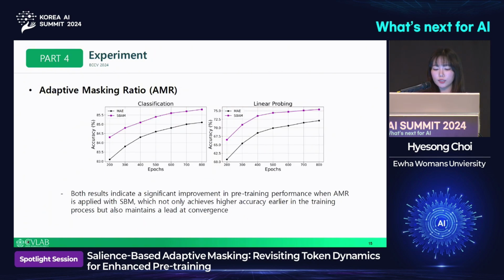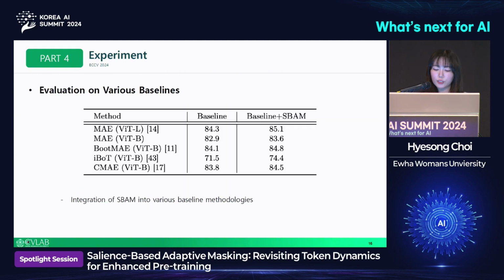And this is the quantitative evaluation of SBAM, which represents the use of both SBM and AMR. Both results indicate a significant improvement in pre-training performance when AMR is applied with SBM together. The integration of SBAM into various baseline methodologies also demonstrates a notable enhancement in pre-training performance.